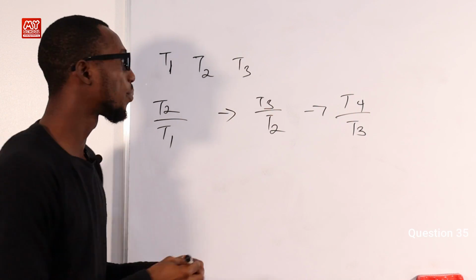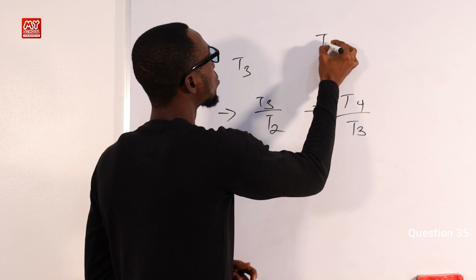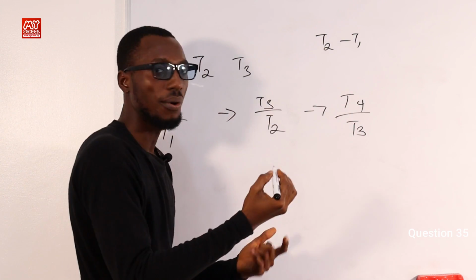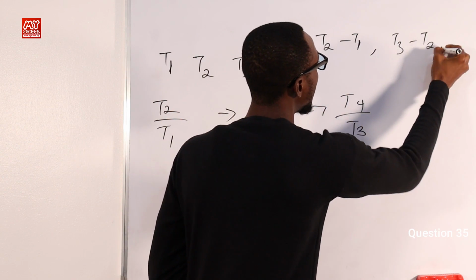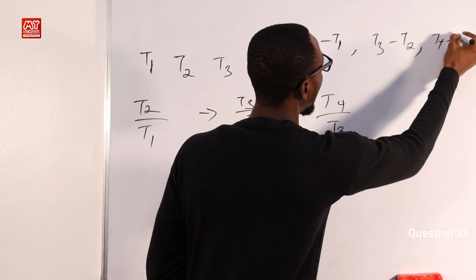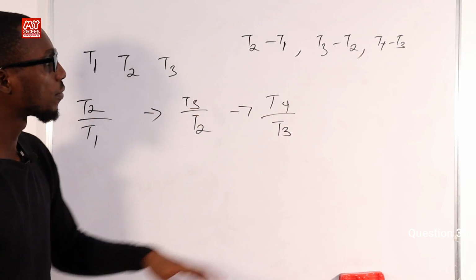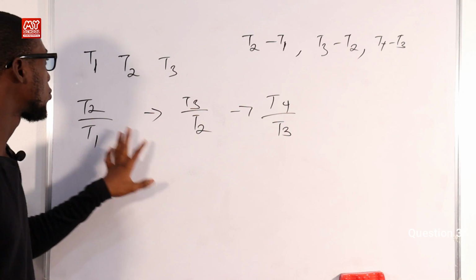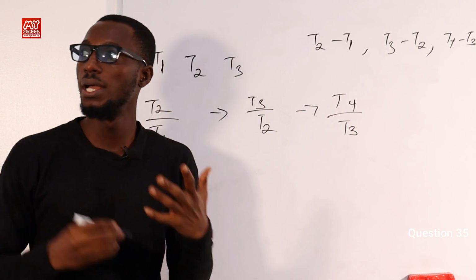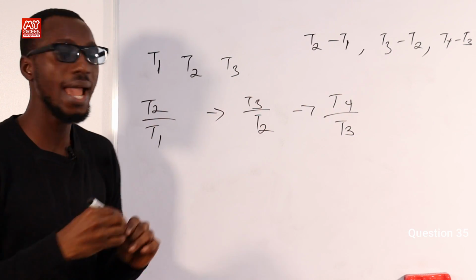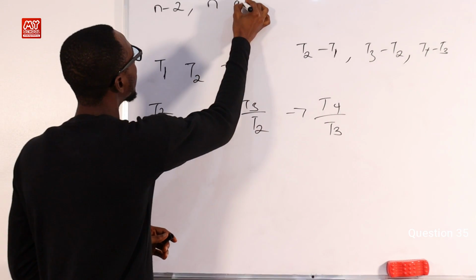If it's an arithmetic progression, you will have the second term minus the first, T2 minus T1. The next one will be T3 minus T2, then T4 minus T3. This all gives you the common difference. So to find the common ratio here, we just have to do this. Going back to the question, we have the geometric progression given as n minus 2, n and n plus 3.